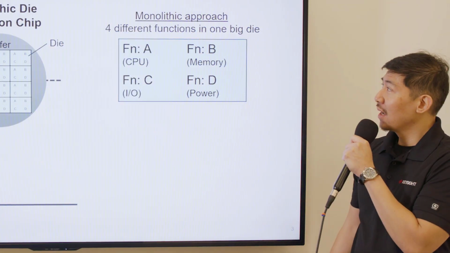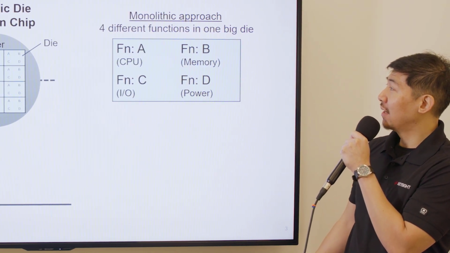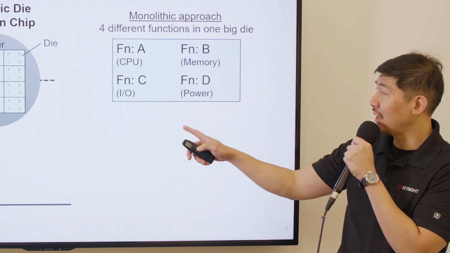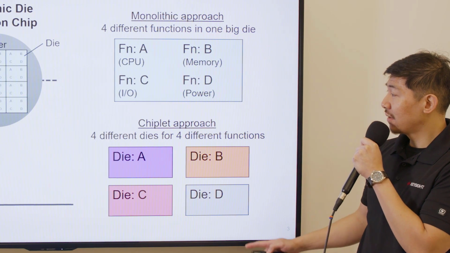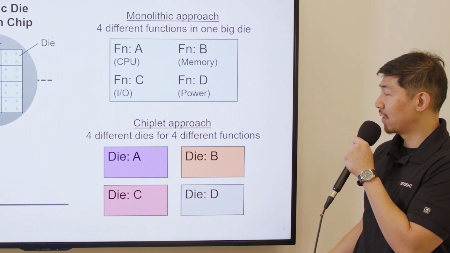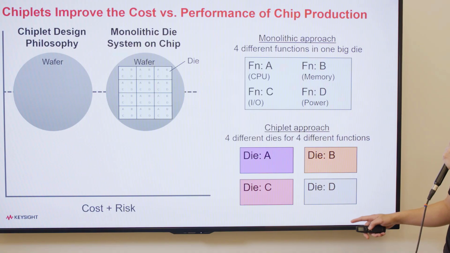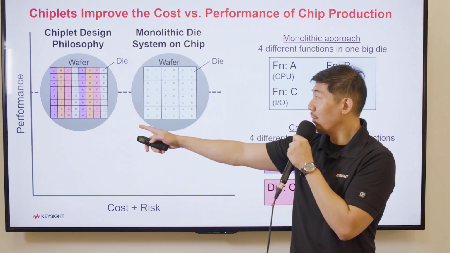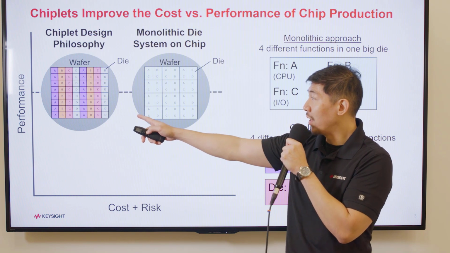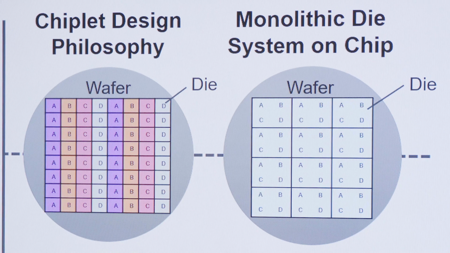Traditionally, a chip looks like this. There are four different functions in one big die, namely A, B, C, and D. In a chiplet approach, what we will see is this: four different dies with four different distinct functions: die A, die B, die C, and die D. Now, this is how it looks on the wafer. On the wafer side, we will see that since the dies are smaller, we're using the same space with the same number of defects. Let's see what happens on the big dies.